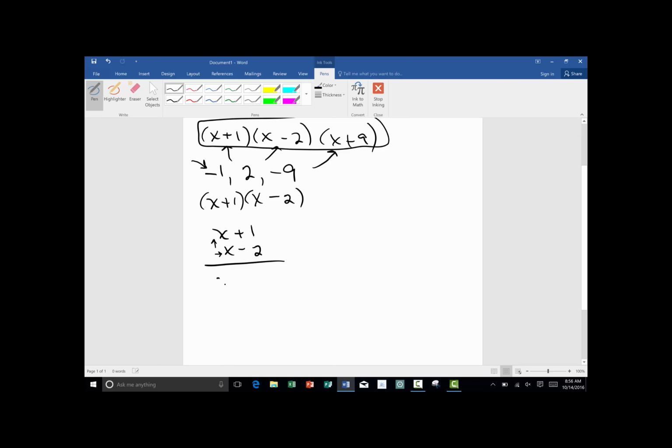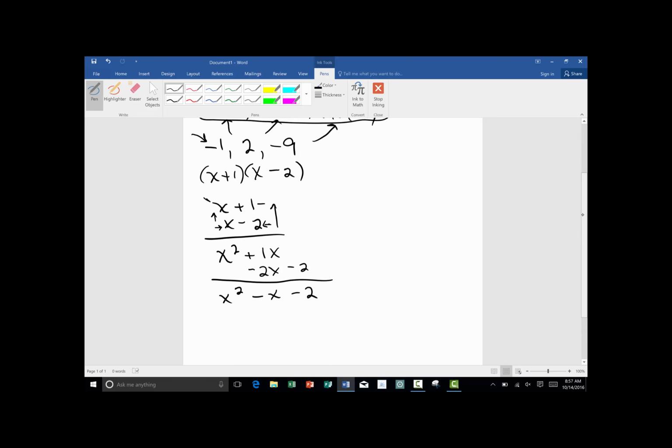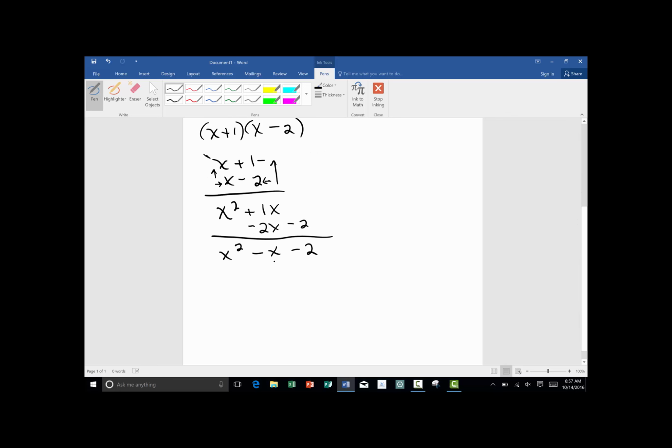So x times x is x squared. X times 1 is 1x. And then I would start with this one, and I would do minus 2 times x is minus 2x, and minus 2 times 1 is minus 2. And so now they're stacked so that I can add them. So that's with the first 2, and then I would pull my third one, which was x plus 9, and I would put it under it and multiply it.